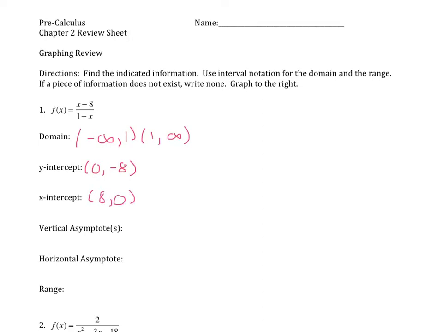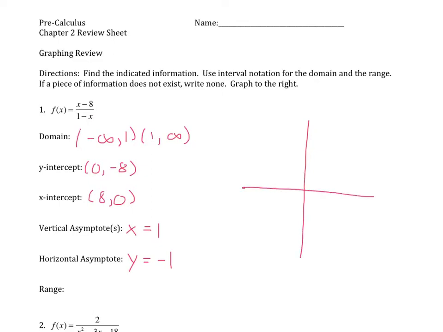To find the vertical asymptote, we set the denominator equal to 0. So our vertical asymptote will be x equals 1. And since the degrees are the same, we do the leading coefficient divided by the leading coefficient, which would be a 1 divided by a negative 1. So that horizontal asymptote will be y equals negative 1. Before I figure out the range, I'm going to graph what I have first, and then we'll do the range later.